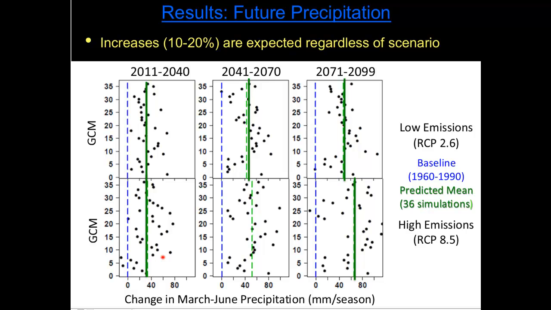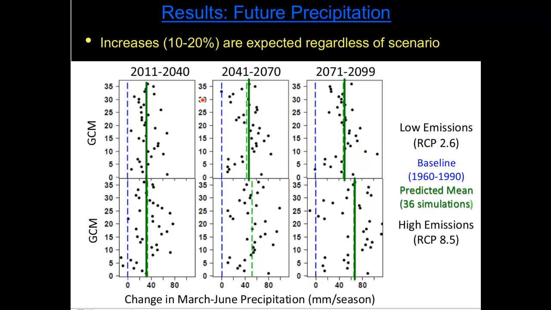And here we see that in the near century, 2011 to 2040, we see about a 35 millimeter increase. When we get to the mid-century, maybe a bit more than the lower RCP scenario, maybe a 45 millimeter increase. And then when we get to the end of century for the higher emission scenario, here we're up to closer to a 70 millimeter increase, or maybe 7 centimeters increased rainfall in the spring for the Maumee Basin.